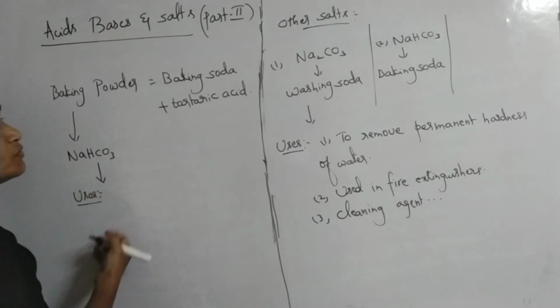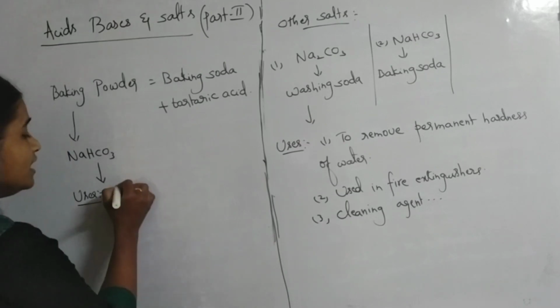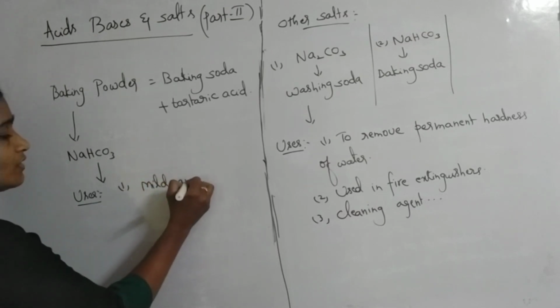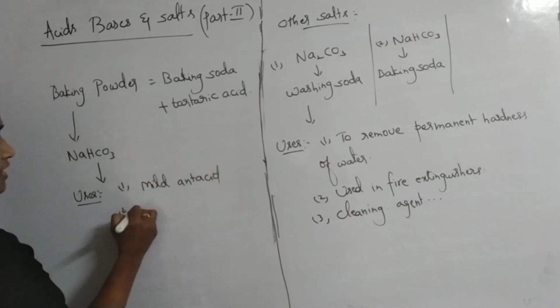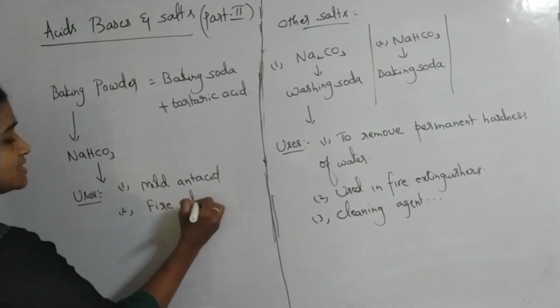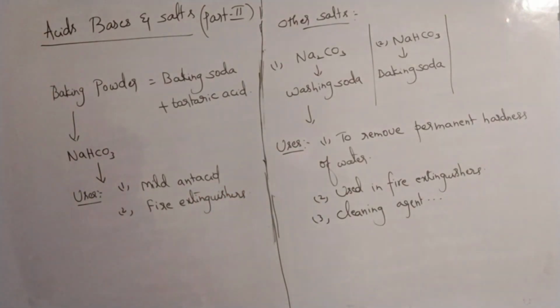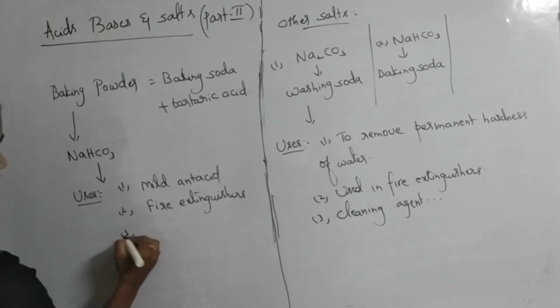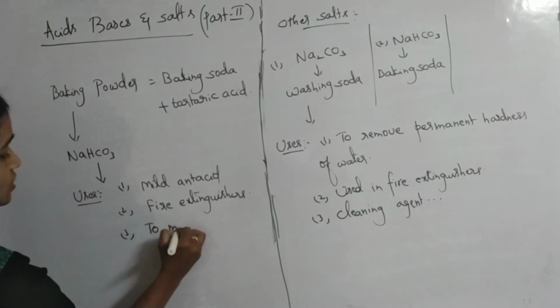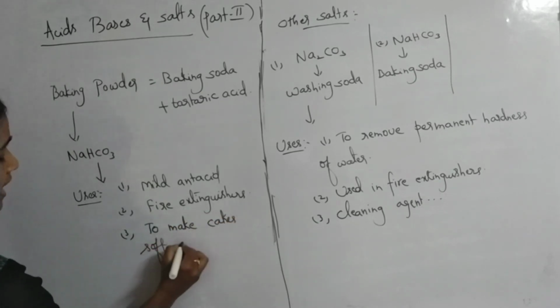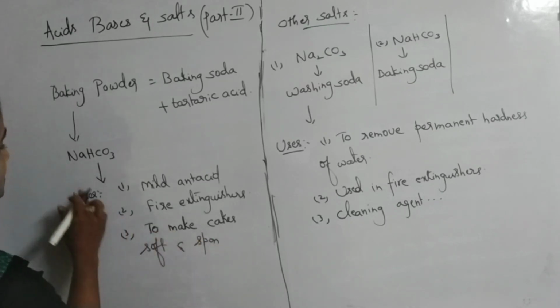So if you go for the uses, it is also used to remove permanent hardness of water. Okay, it is used as a mild antacid. It is also used in fire extinguishers in order to extinguish fire with the release of carbon dioxide gas. And you will be using this in eatables to make cakes soft and spongy. To make cakes soft and spongy, we use baking soda.